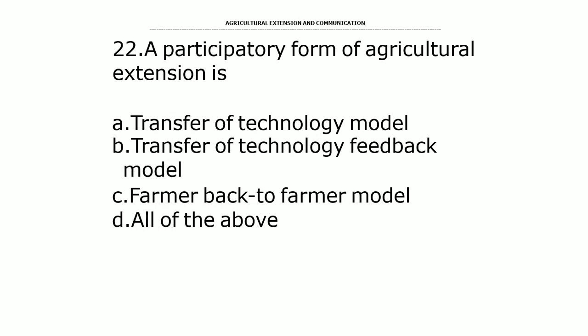Number 22. A participatory form of agricultural extension is A. Transfer of technology model, B. Transfer of technology feedback model, C. Farmer-back-to-farmer model, or D. All of the above. The answer is farmer back to farmer model.